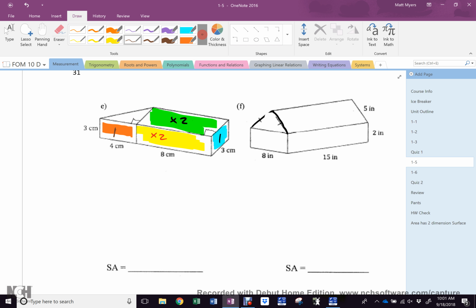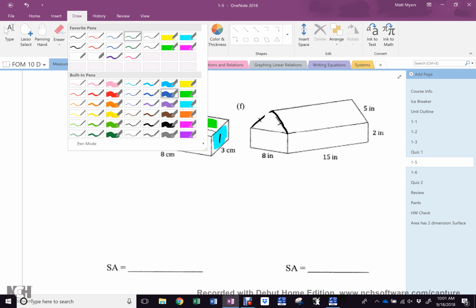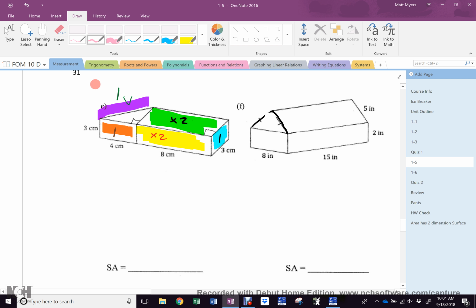How many of the purple ones are there? 2. Wait. 1. What? That's this side, the outside of it. Right? Underneath the same? No. That's just this face of it. Oh, okay. About the top. And how many triangles are there? 2 times 2. So now I can start doing math, yeah?